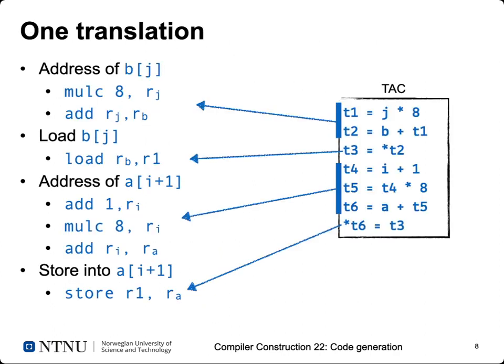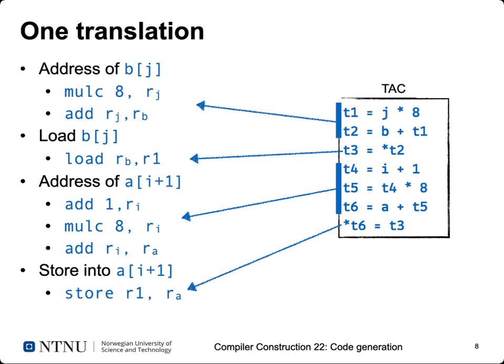So let's look at a first simple translation of our 3 address code to real machine instructions for our example architecture. Our 3 address code to perform our copy operation could look like this. First we need to find the address of the J's element of B, and we have an index 0, 1, 2, 3 as usual for arrays, and each of these elements is 8 bytes long. So the first thing we have to do is multiply our index J into the array by 8 to give us an offset from the base address.